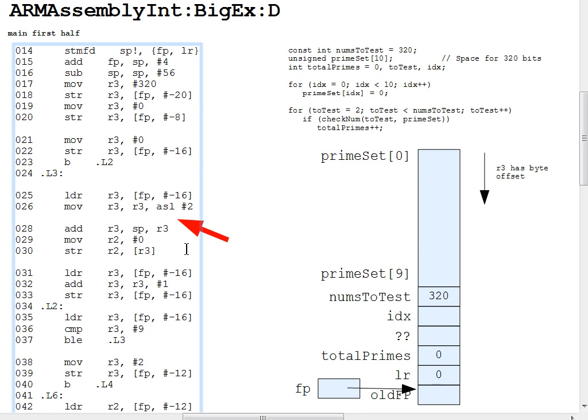Okay, in the next segment, we'll look at the second big loop here in main and complete our discussion of the main code.